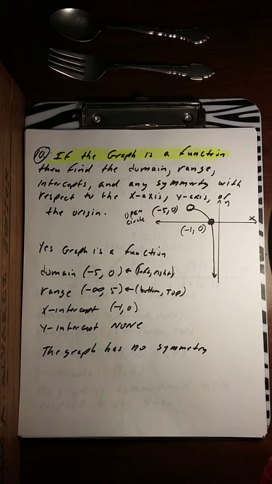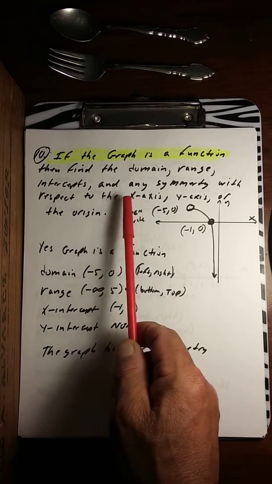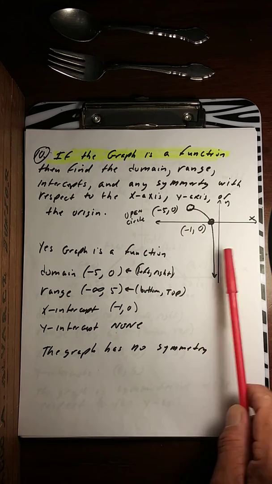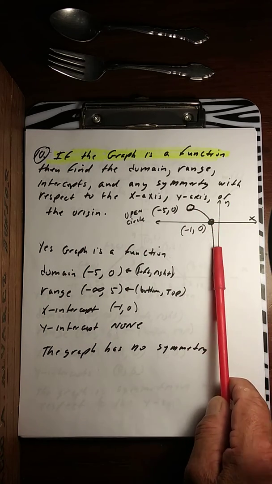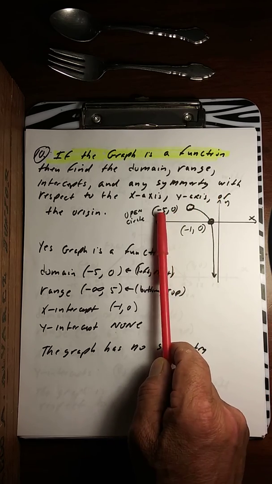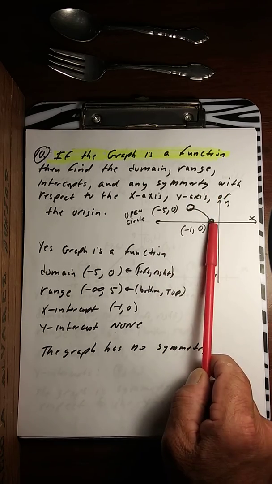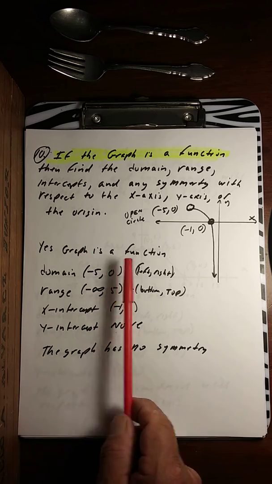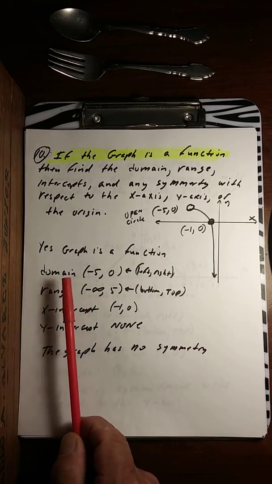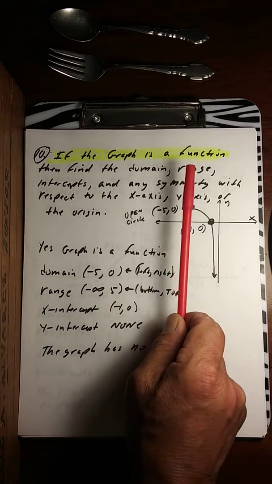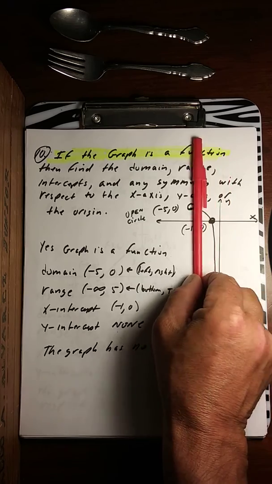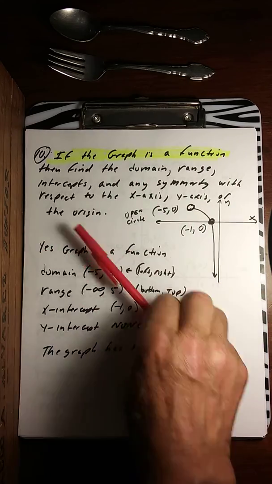If the graph is a function, find the domain, range, intercepts, and its symmetry with respect to the x-axis, y-axis, or origin. So here's the graph, and it goes this way, and it never stops. It's going down, never hits this line. So negative 5, 0 is an open circle. Yes, this is a graph of a function because any line going up and down like this will only hit it once. Domain from negative 5 to 0, because it goes from here to there and stops right there. The domain is left and right.